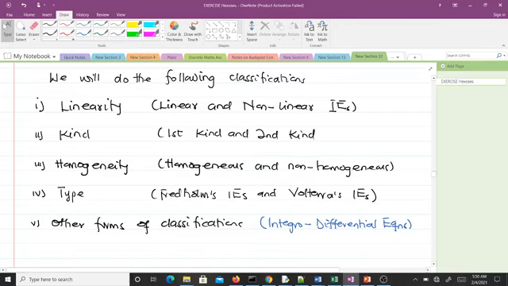We are going to classify integral equations based on linearity, and based on that, we'll have linear and nonlinear integral equations. We are going to do that based on the kind, so we have first kind and second kind. Based on homogeneity, we have homogeneous and non-homogeneous or inhomogeneous. Then the type, so based on that we have the Fredholms and the Volterras. Then we have other forms of classification, so we'll introduce you to what an integral differential equation is. Okay. So let's start.